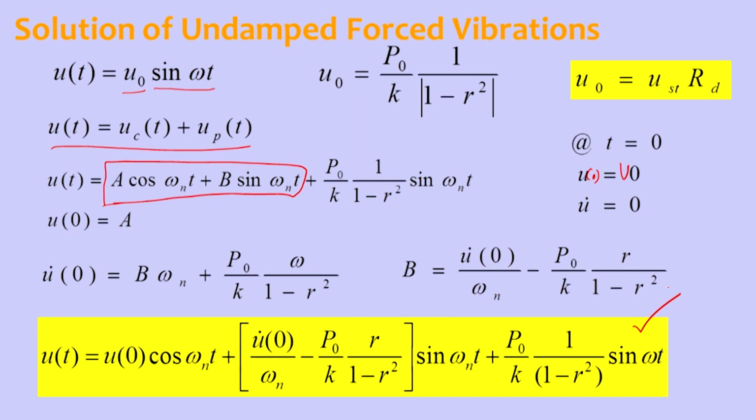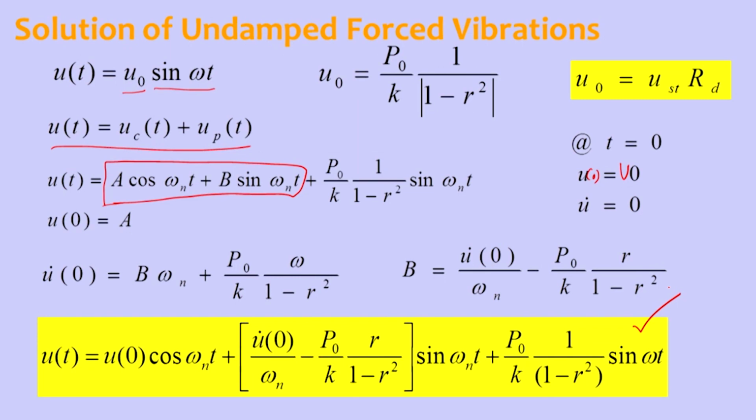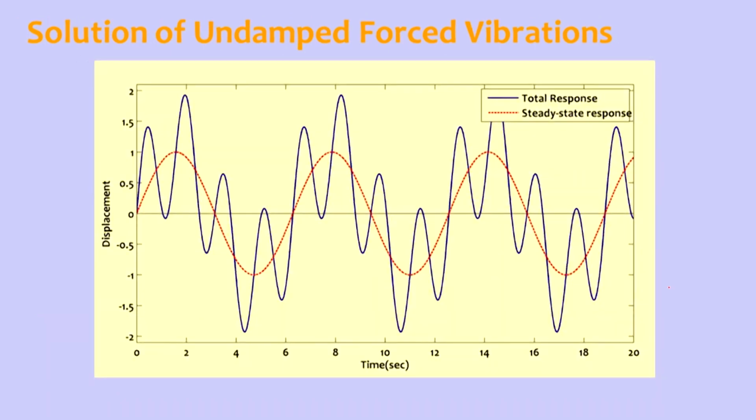As you can see, if you remove the forcing frequency from this, it goes back to the undamped free vibration situation. Now how does it look? It has two components: one is the transient component, and the second is the steady state component. The dark blue line shows the total response, whereas the dotted red line shows the steady state response. The steady state response continues forever as long as the force is there, and the total response is the steady state response plus the transient response.